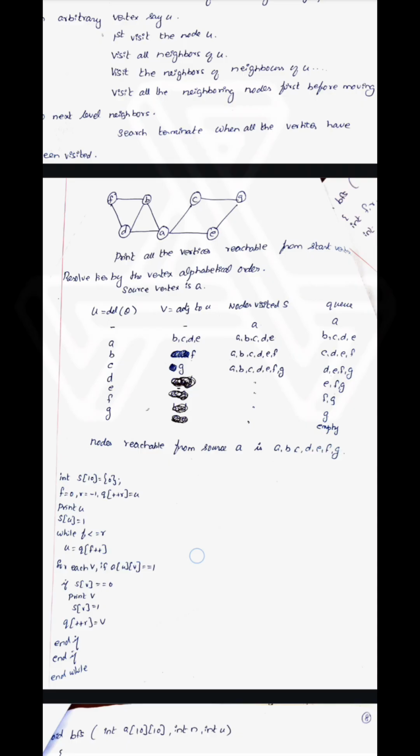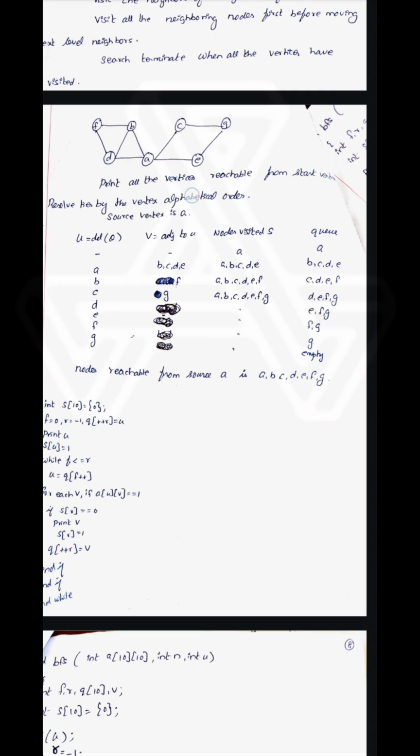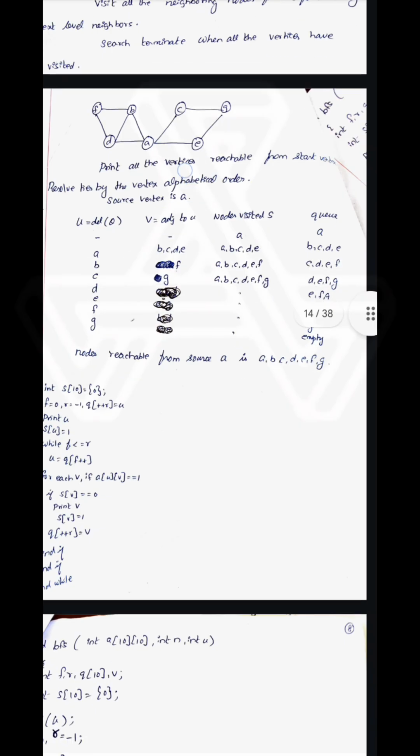Source vertex is A. U will be nothing at first, then the queue Q. Visiting the adjacent of U, the node is visited, then enqueue and dequeue. First we visit A, and the adjacent of A is B, C, D, E. We add everything into the Q. First A only, then we dequeue A. All the adjacents of A are B, C, D, E. Nodes visited are A, B, C, D, E.